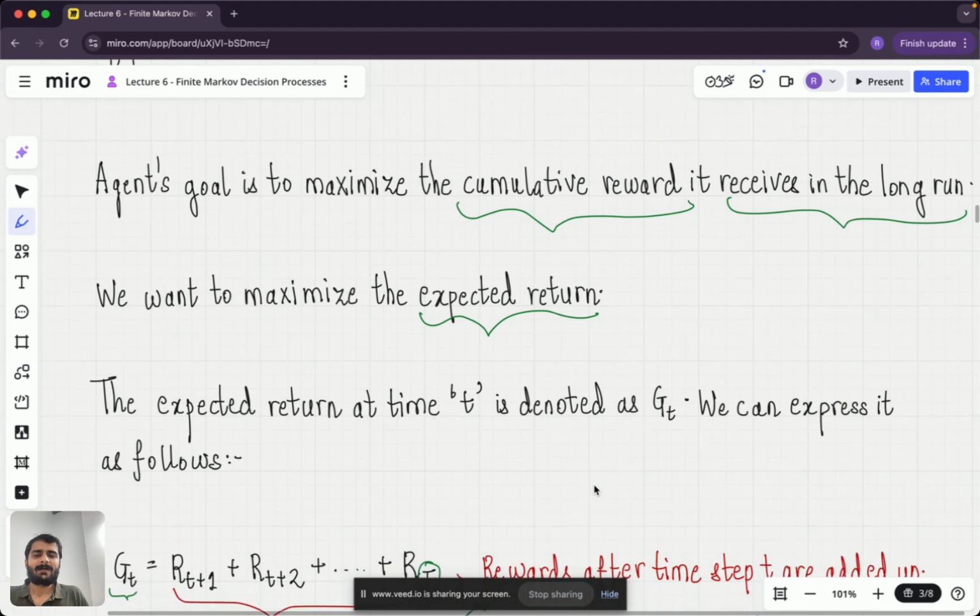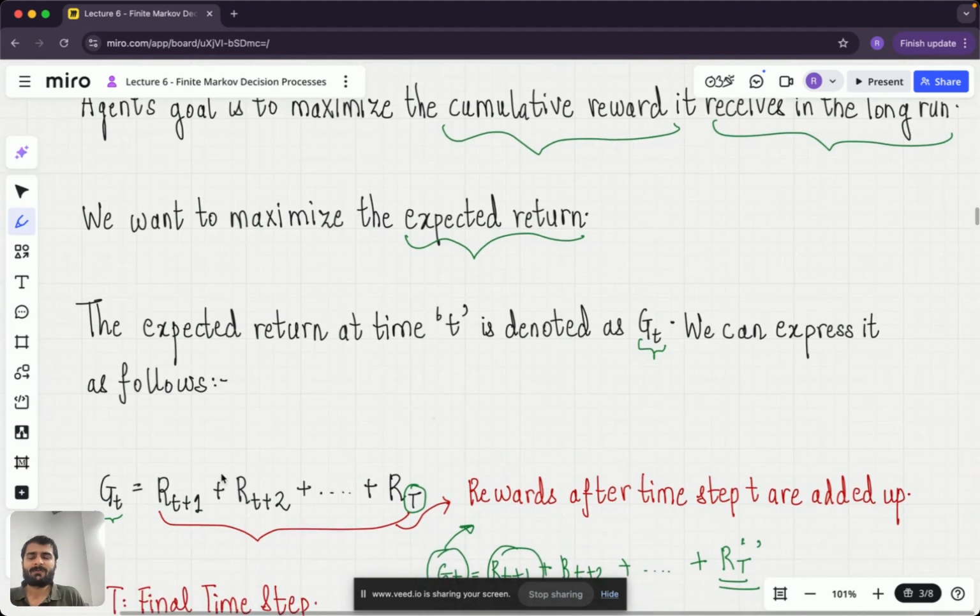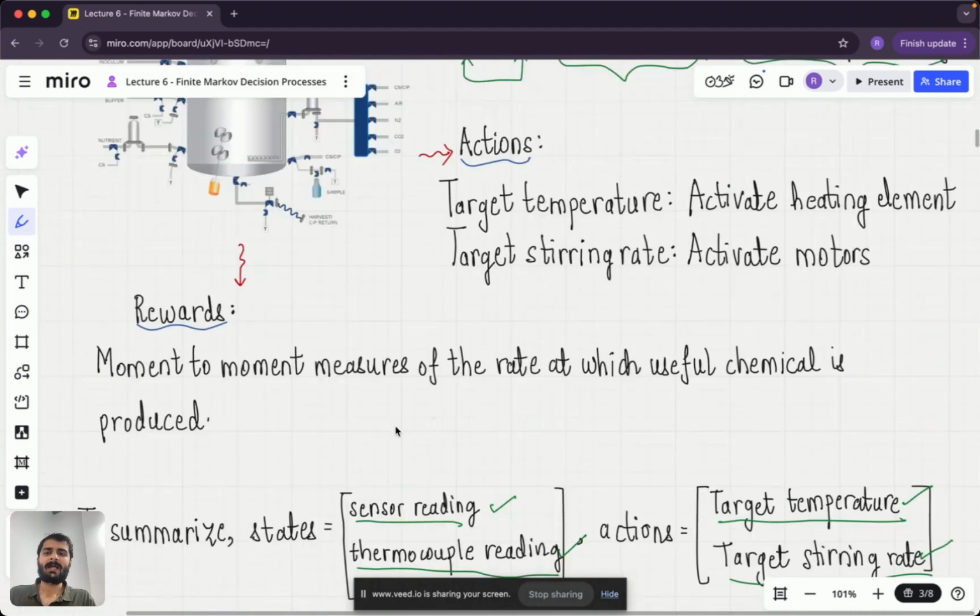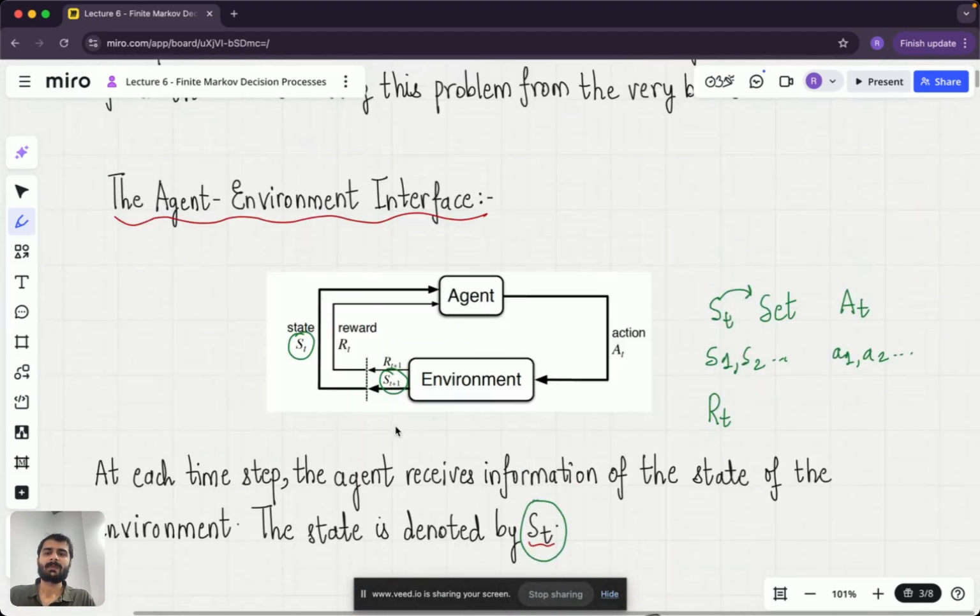So the expected return at time t is denoted as capital G of t, and we express it as follows. Capital G of t is equal to the reward collected in this time step, and the addition of all the subsequent rewards which the agent collects in the future. Okay, so let's look at our diagram which we had drawn over here.